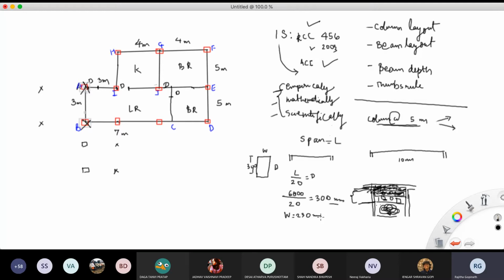ये हम क्यों लेते हैं? बिकॉज हम हमेशा से ब्रिक वॉल यूज करते आ रहे हैं कंस्ट्रक्शन में, and we don't want the sides of the beam sort of jutting out under or over the walls, right? तो जितना भी हमारा थिकनेस है 9 इंच वॉल का, वो 9 इंच वॉल का थिकनेस हम थिकनेस ऑफ द बीम ले लेते हैं, ठीक है?